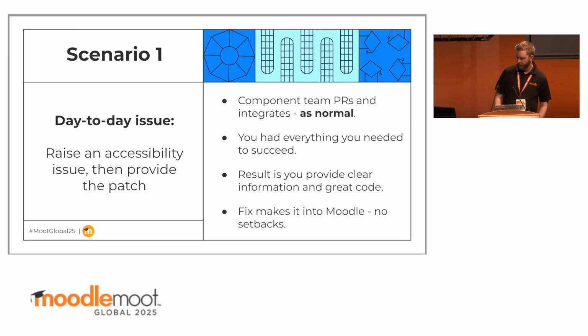So example scenario 1, the day-to-day issue. Let's say you're a fairly new contributor, you raise an accessibility issue that you found on the site homepage, you even provided a patch for it. The component team peer reviews and integrates it as normal, so there's no major changes there. But with the help of our improved contributor onboarding, you had all of the resources and tools at your disposal to make sure you provided all of the relevant information. The code was great, it was well covered by testing, and it made it into Moodle LMS without any setbacks.